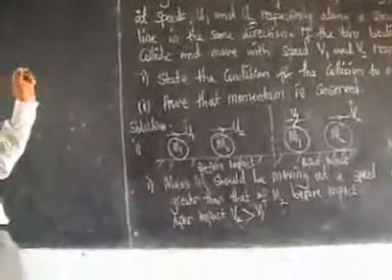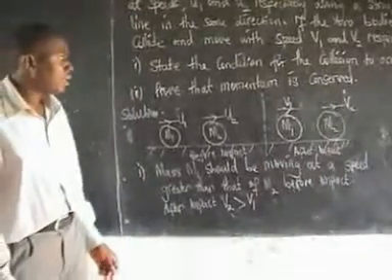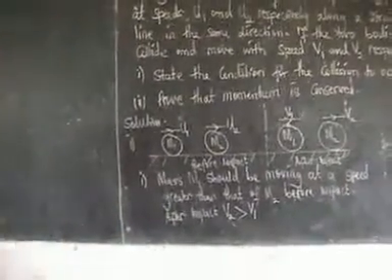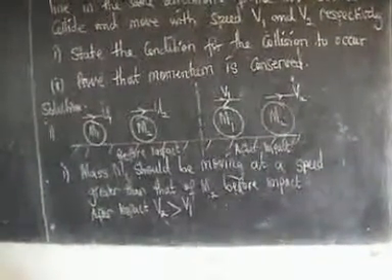We are now going to look at Roman 2, which requires us to prove that momentum is conserved. So this is my body.